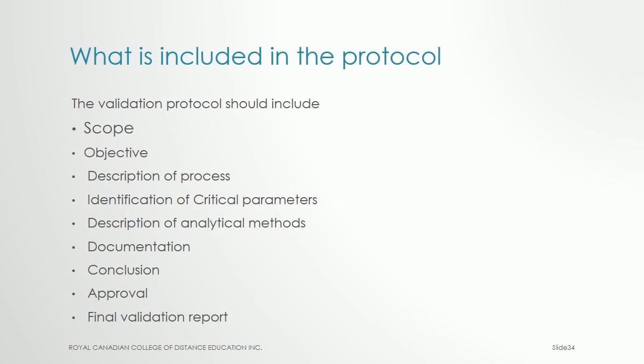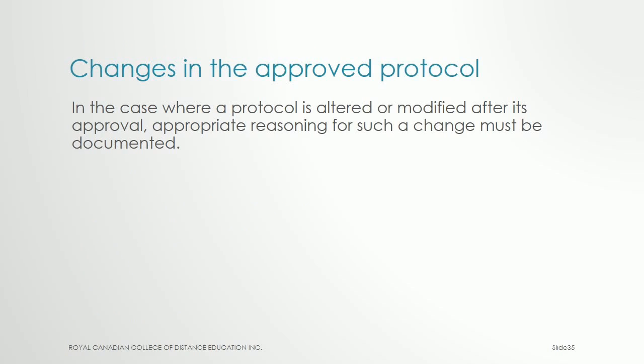The validation protocol should include scope, objective, description of process, identification of critical parameters, description of analytical methods, documentation, conclusion, approval, final validation report. In the case where a protocol is altered or modified after its approval, appropriate reasoning for such a change must be documented.